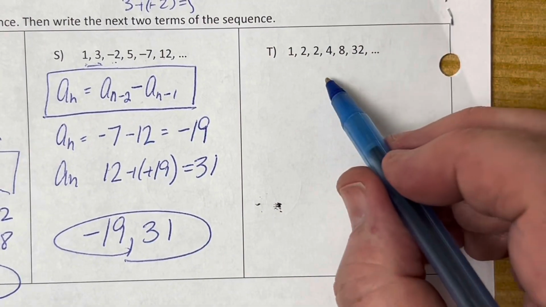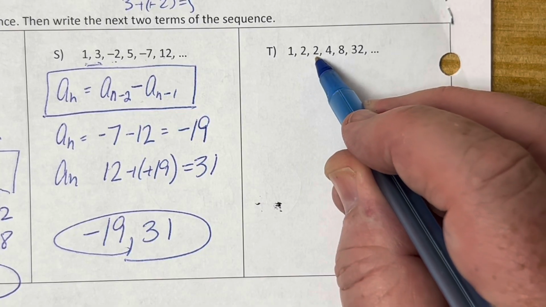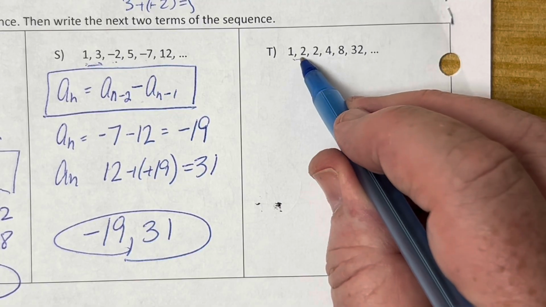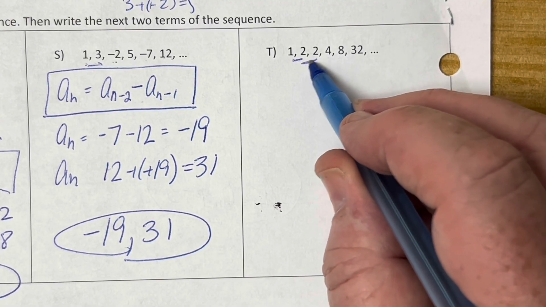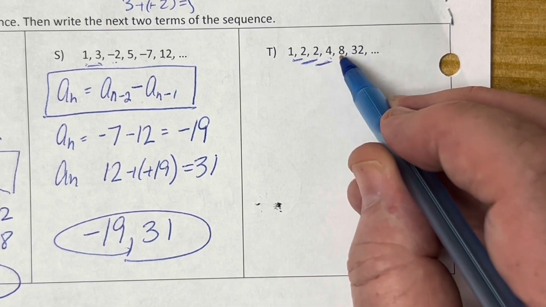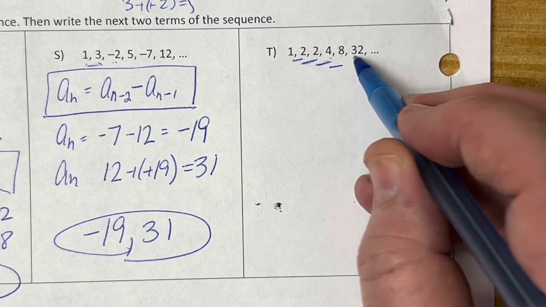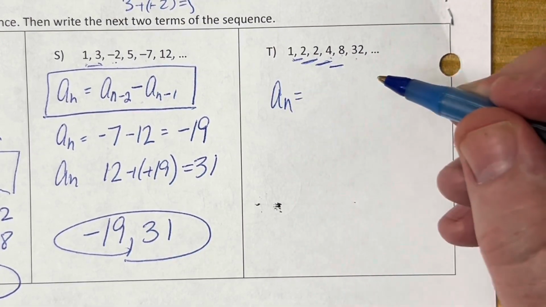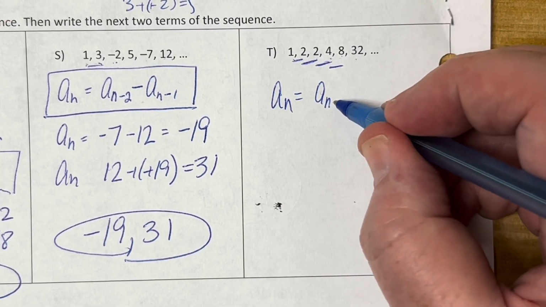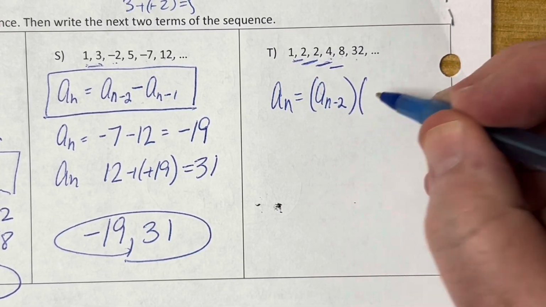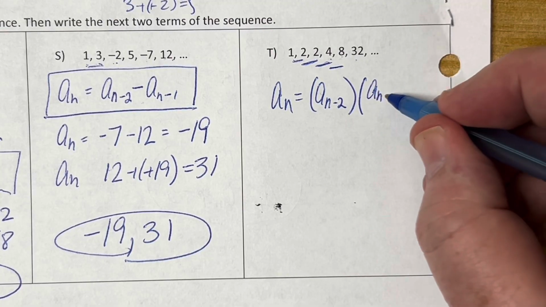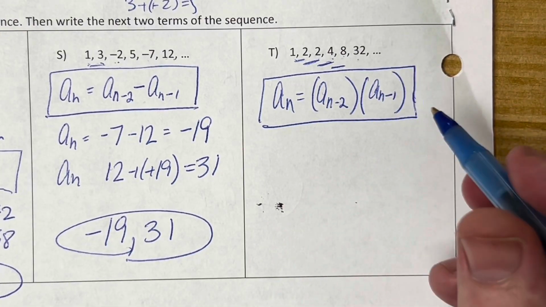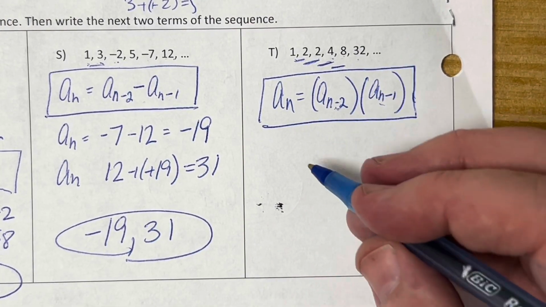Okay, and then our last one. 2 times 1 is 2. 2 times 2 is 4. 4 times 2 is 8. 8 times 4 is 32. So our two previous terms here are getting multiplied together. So for our new term, we take an minus 2 and we multiply it with an minus 1. So that's our recursive rule.